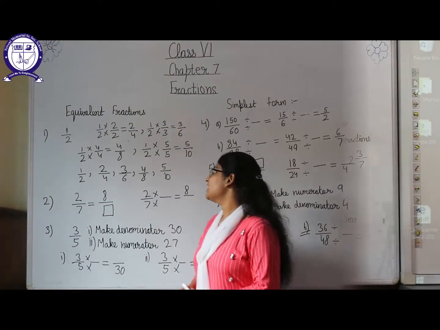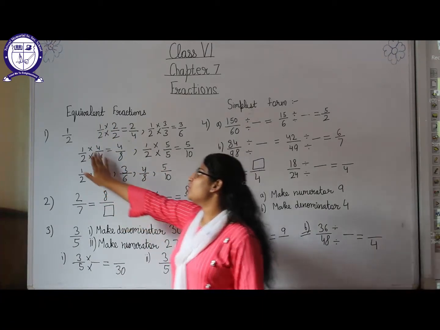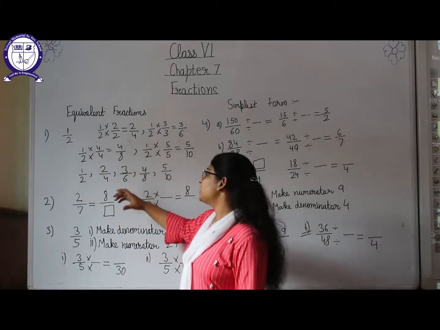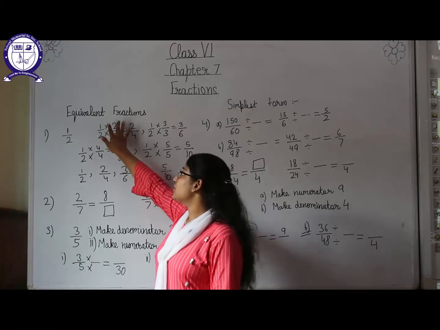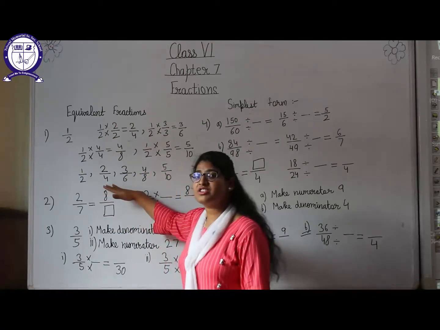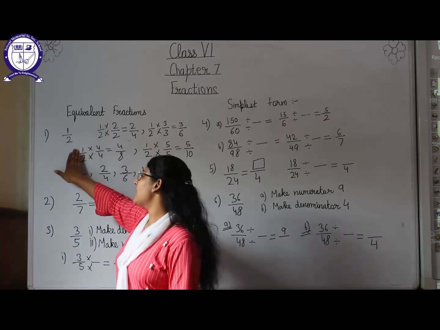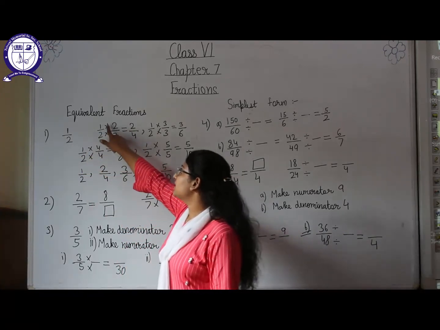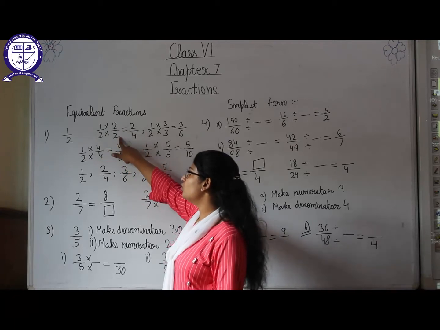So students, our next topic is equivalent fractions. In this, one of the fractions will be given to you, and you have to find other equivalent fractions. In equivalent fractions, the values of all the fractions will be the same. So it is easy to calculate. Suppose 1/2 is given to you. What you will do, you will multiply and divide the fraction with 2/2.